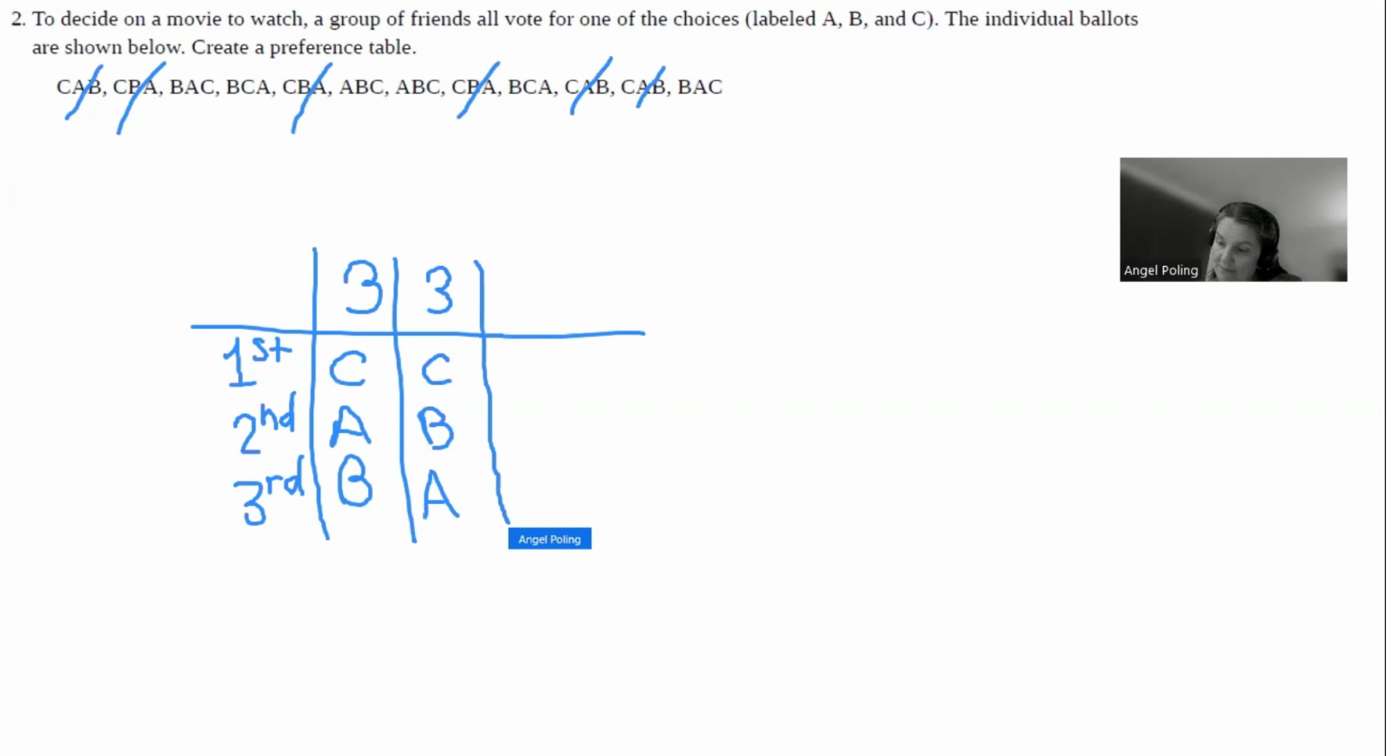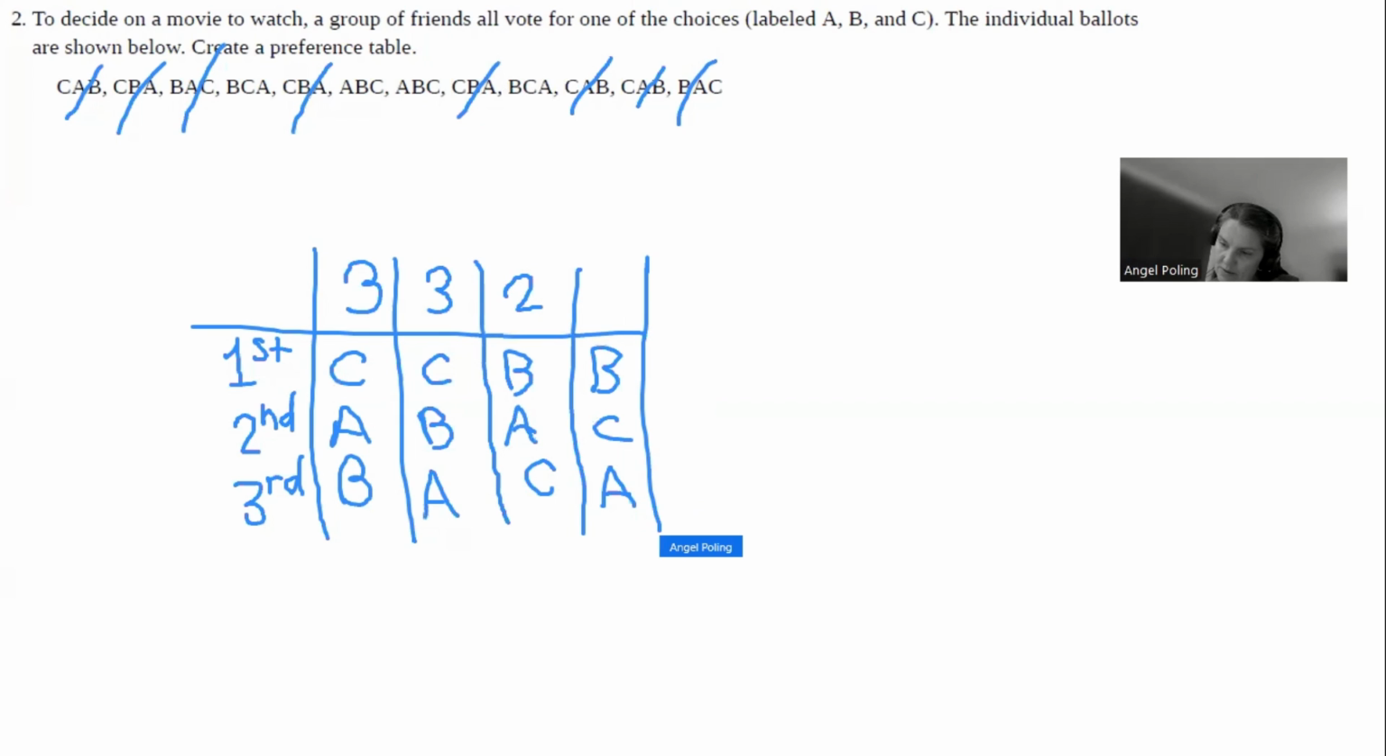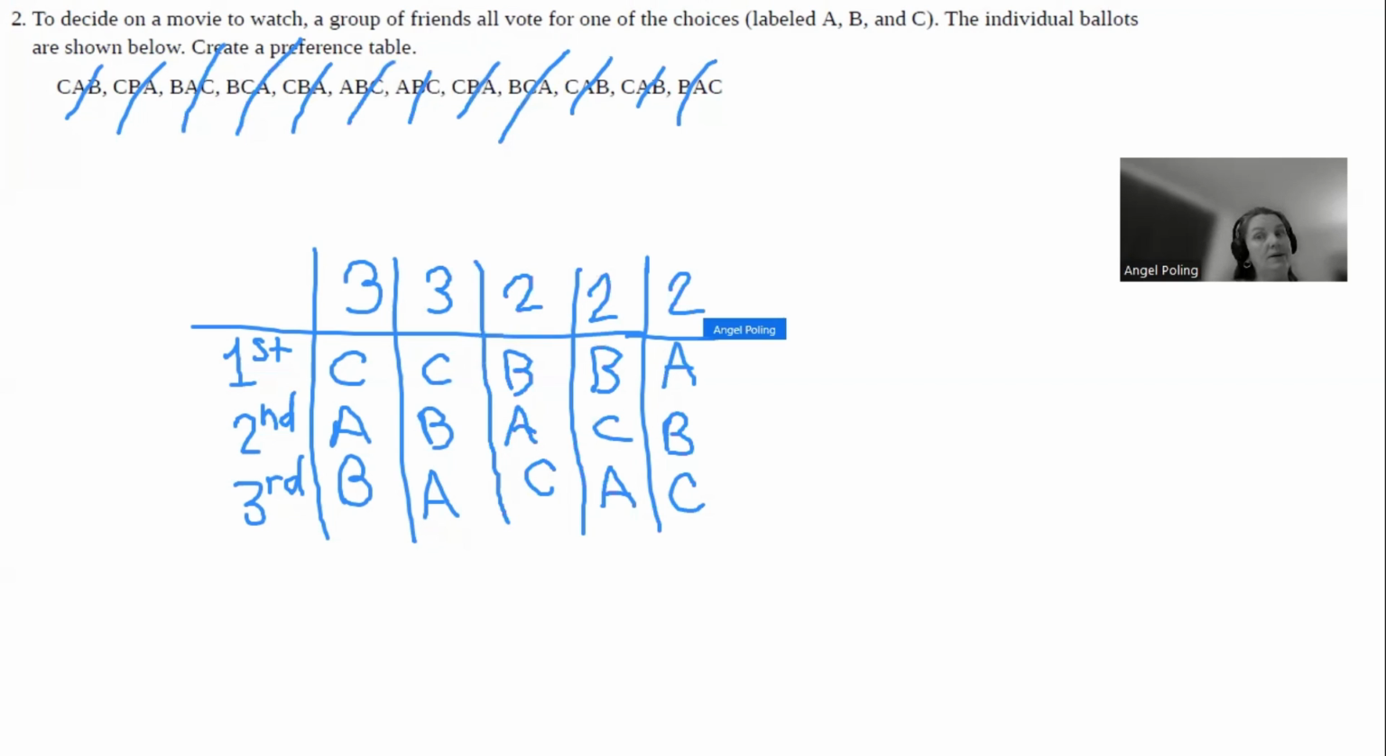We have the BAC group for 2. We have the BCA group for 2. And then we have that A, B, C voting option. And there were also 2. This sums to 6, or sorry, 6 plus 6, which is 12. And there, in fact, are 12.